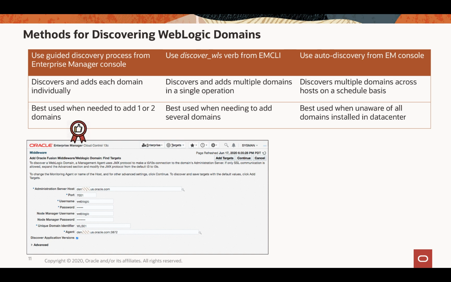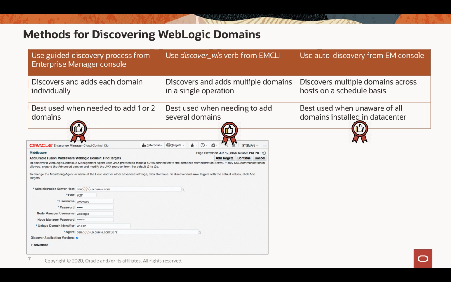The second choice is to use emcli command, so this option discovers multiple domains in a single operation, which is the best method if you have several or many domains you want to add it to the Enterprise Manager. The third option here is to use the auto discovery. So this method discovers multiple domains across hosts on a repeated schedule basis. So it is best used if you're not aware of all the domains being installed in a data center.